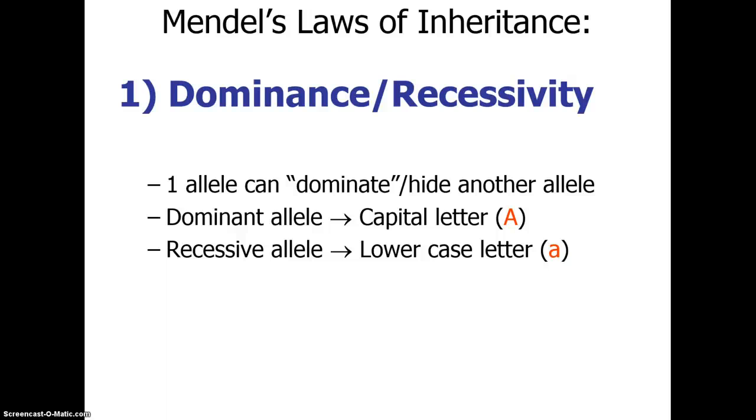The way that we're going to write that out is by using capital letters and lowercase letters. This is really important, guys. If you're one of those people that writes everything in capital or everything in lowercase, you really need to be careful when we're talking about inheritance and make sure you're paying attention to what is capital and what is lowercase. A capital letter is going to represent our dominant allele. That's the allele that can hide the other, that's being shown, that's present, that you can see. The recessive allele is going to be our lowercase letter.